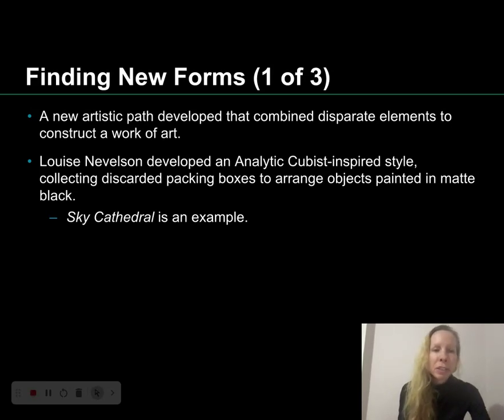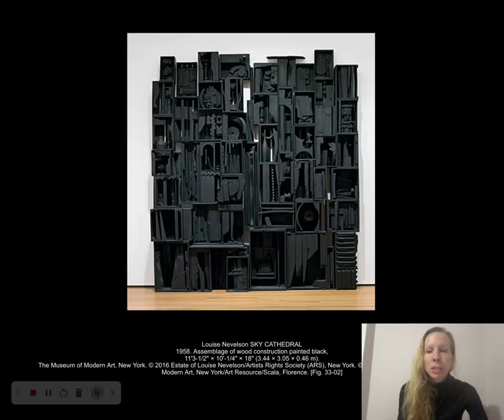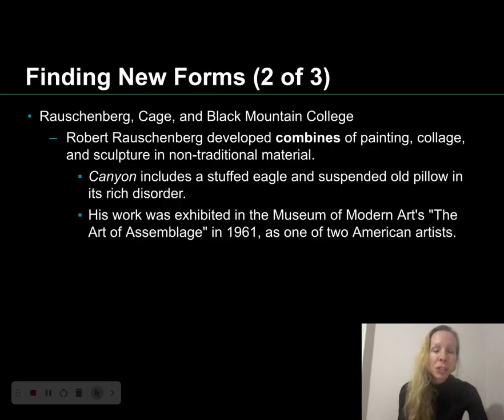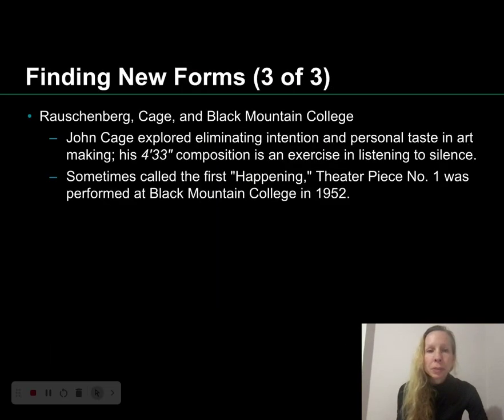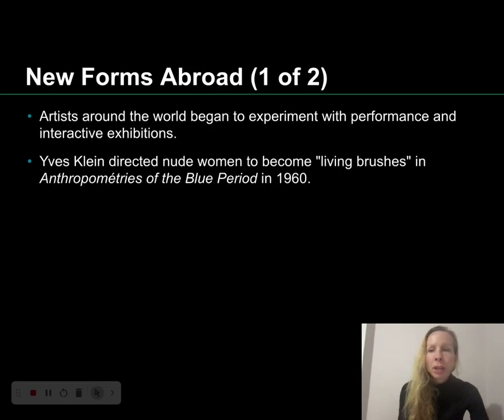All right, so finding new forms, so different ways to make art. So assemblages. This is like wood glued together and then painted black to make this overall very nice, beautiful, cohesive piece of art. So what can art be made out of? So questioning materials, using a lot of non-traditional materials. All right, so I'm going through this very quickly.